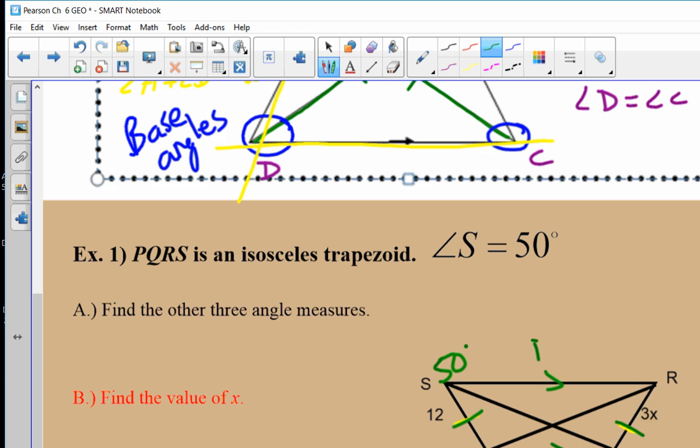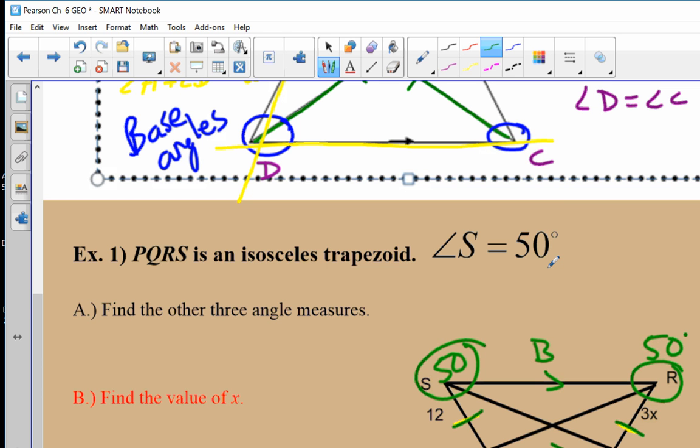This is a base, okay? I'm going to call that the top, and this is a base, and I'm going to call that the bottom, okay? So the base angles on each base, if it's isosceles, should be congruent. So angle R should also be 50 degrees, okay?